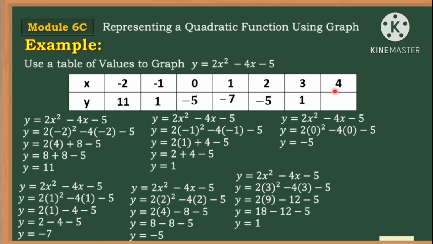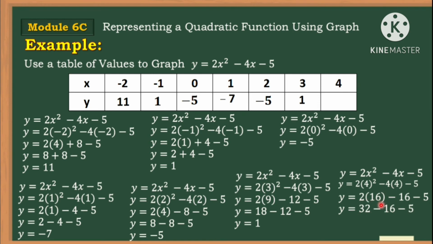Okay, last, if x is 4, so, palitan natin ng 4. Okay, so 4 times 4, 16. So, 2 times 16, 32. Minus 16 minus 5. So, 32 minus 16 minus 5 is equal to 11. So, if x is 4, then y is 11. So, we completed already the values of y. So, given yung x. Okay?